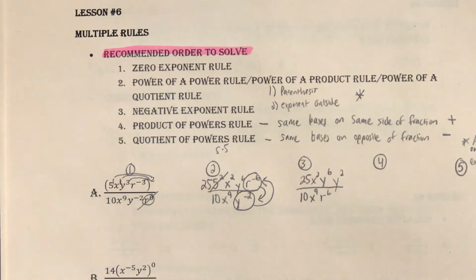So then fourth step, we're looking at product of powers rule. Well, remember, indicators for that is we have to have the same base on the same side of the fraction.